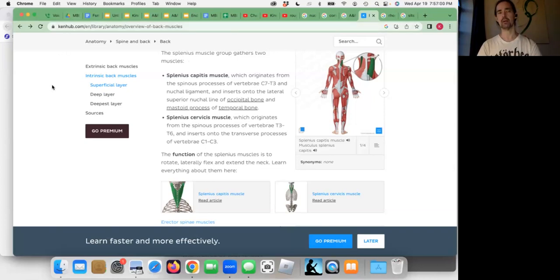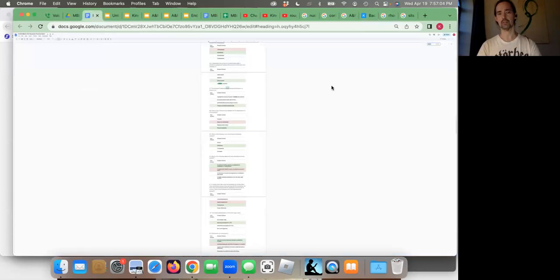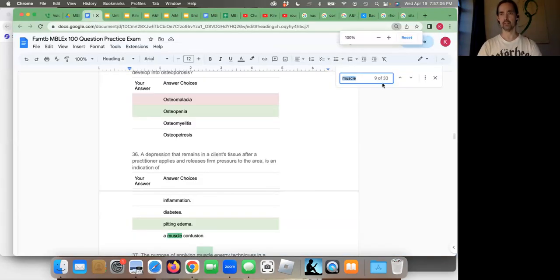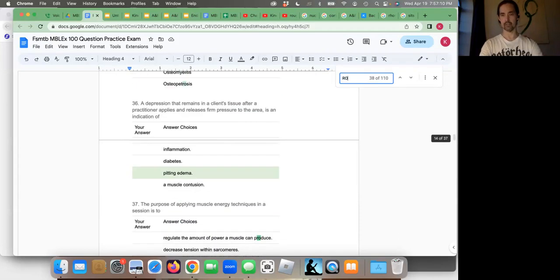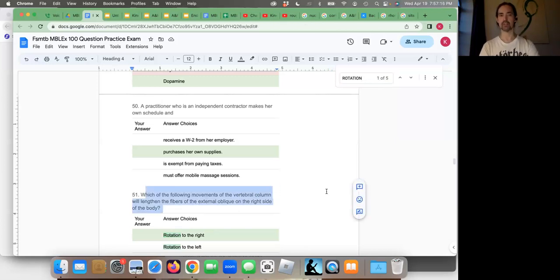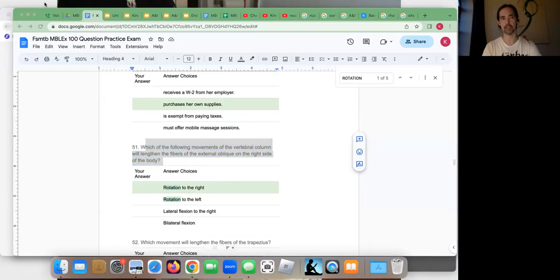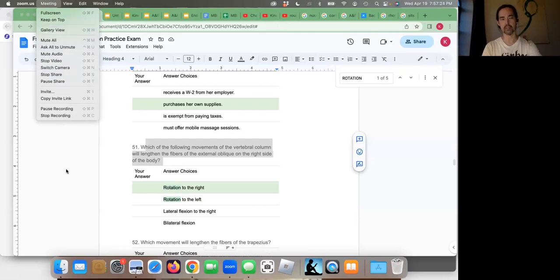Okay, so now let's see if we can find a couple questions. Let's see, can we find in here? Let's find rotations, since we just left off the rotation. Okay, here's one for the external oblique. You guys try to ignore the green highlighting. Am I sharing my screen? Yes, I'm sharing my screen.